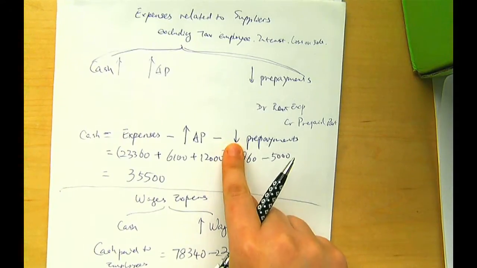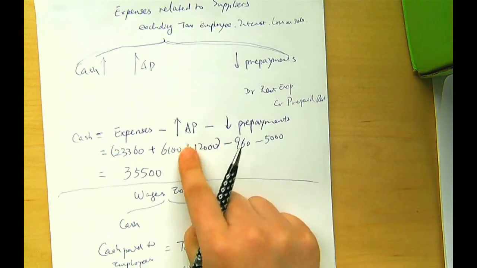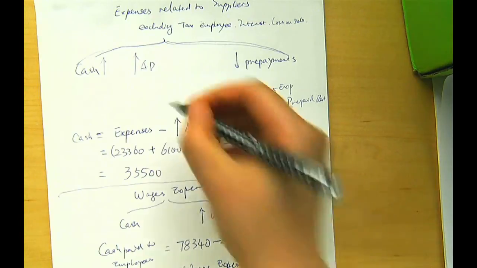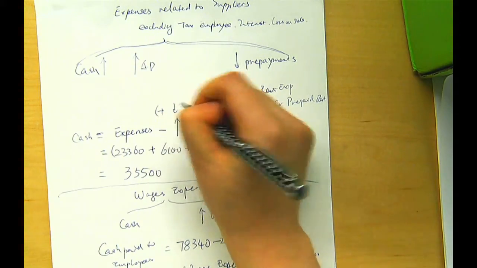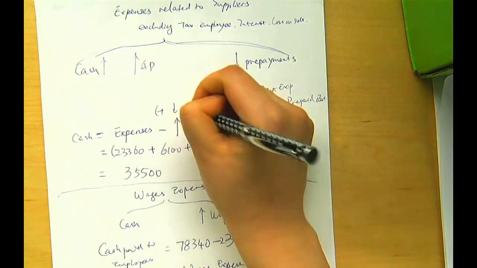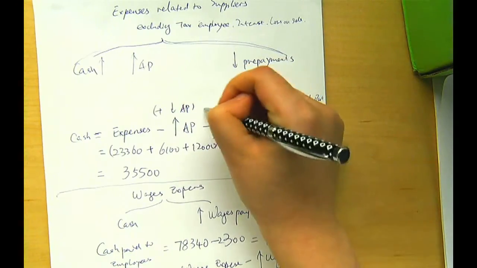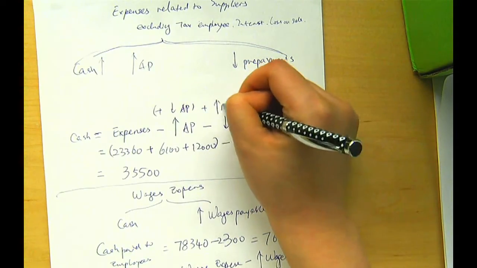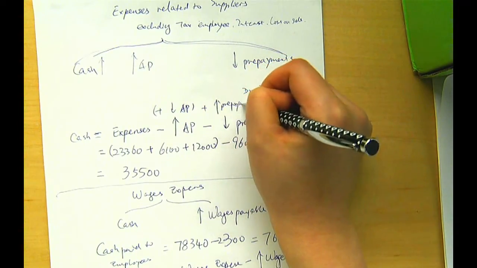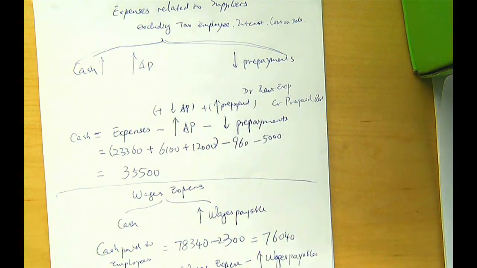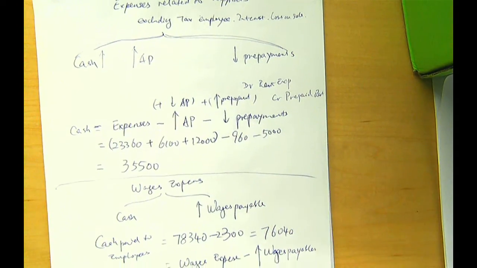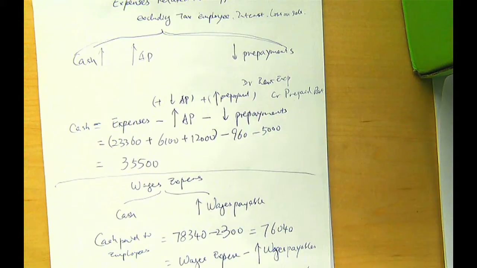And also for this case, this increase we minus it. If it's a decrease, we add it. If it's an increase in prepayment, we add it. All right. So that's wages, that's cash outflow to employees.